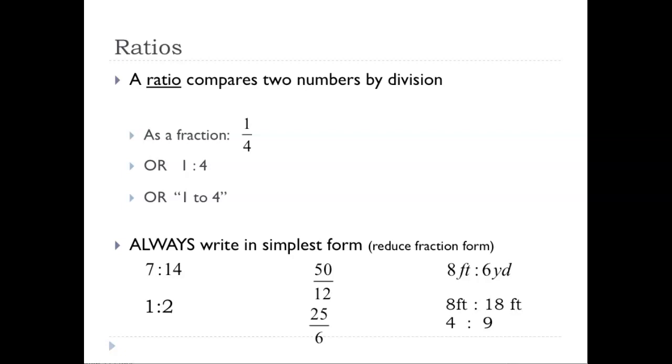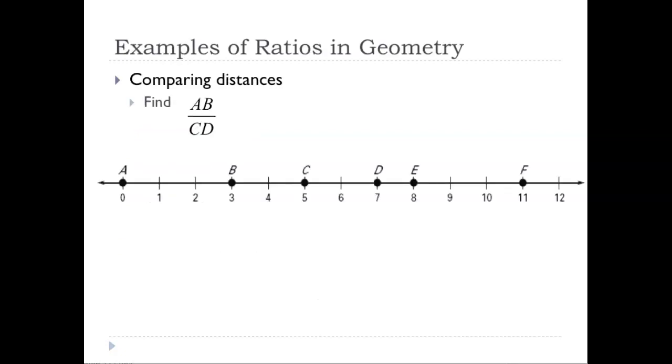Now, some examples of ratios that are found in geometry. Oftentimes, you'll compare distances. So, for example, if you have a number line here, and you're trying to compare the distance of AB to CD, you would want to write it as a ratio. So, from A to B, that's 3, and C to D, that's 2. So, AB over CD is equal to 3 over 2.